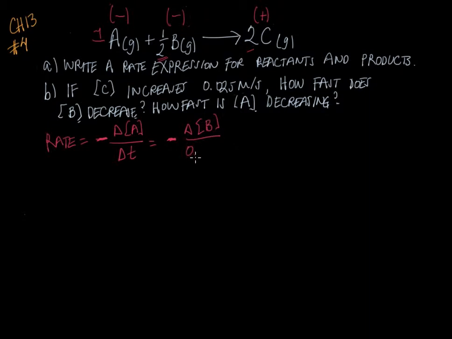over 0.5 times the change in time. So I just report that as a decimal here. And that's equal to the change in concentration of C over 2 times the change in time. And we don't need a negative sign here because that's a product. So that's the answer for A.